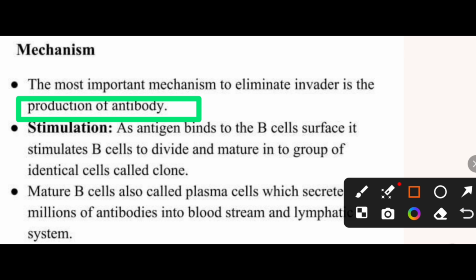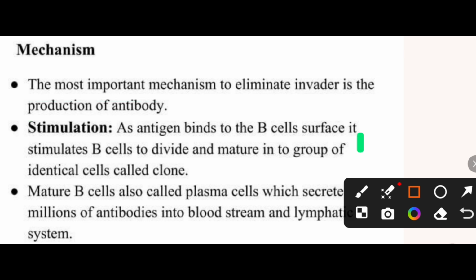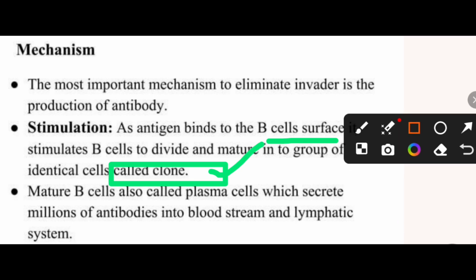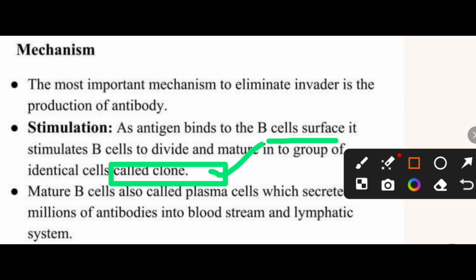inside the body. Now how does this take place? Basically an antigen binds to the B cell surface and it stimulates B cells to divide and mature into a group of identical cells called clones. So these are called clones. Matured B cells, also called plasma cells, secrete millions of antibodies into the bloodstream and lymphatic systems.